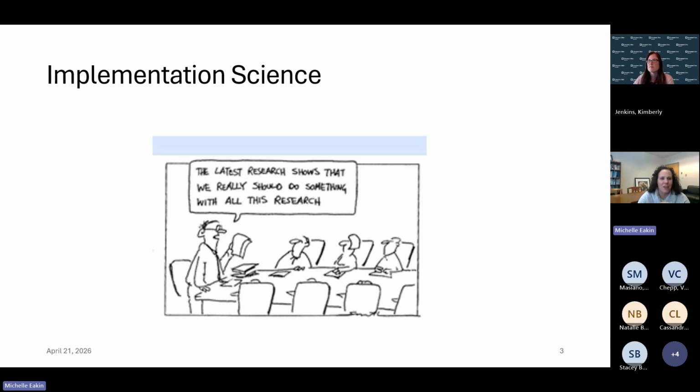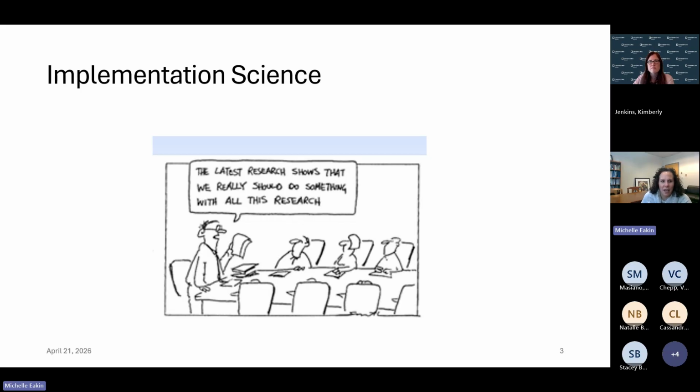I'll just start with an idea around implementation science. Most of us here already know what it is, but this really came about with this idea that we were doing all this research and it wasn't really getting implemented into the clinical environments to really have an impact on patient outcomes and our public health.